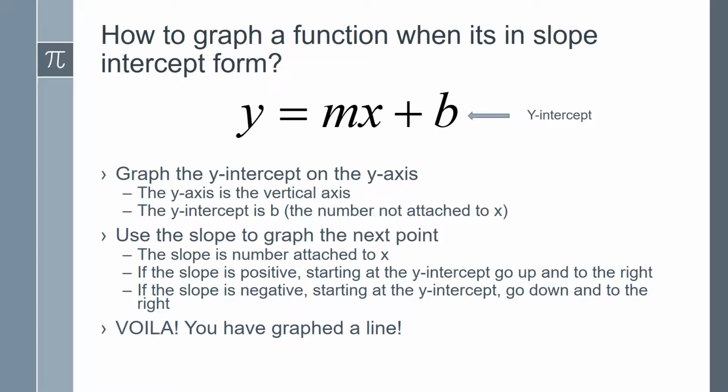And then we're going to use the slope to graph the next point. So the slope is m, and we use the slope to get to the next point. We start at the y-intercept. If the slope is positive, we go up and to the right. If the slope is negative, we go down and to the right. Notice that is not a typo. We go to the right for both of them. So we're either going to go up to the right if it's positive or down to the right if it's negative. And then we will have graphed a line.